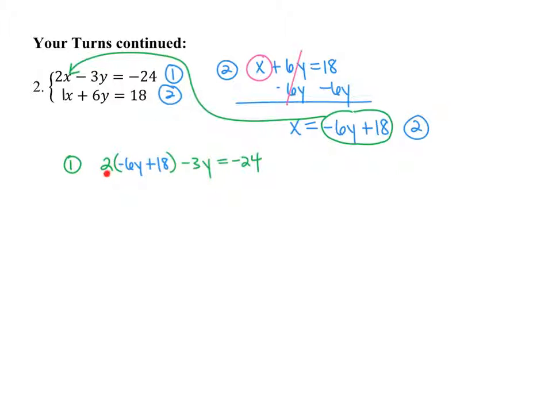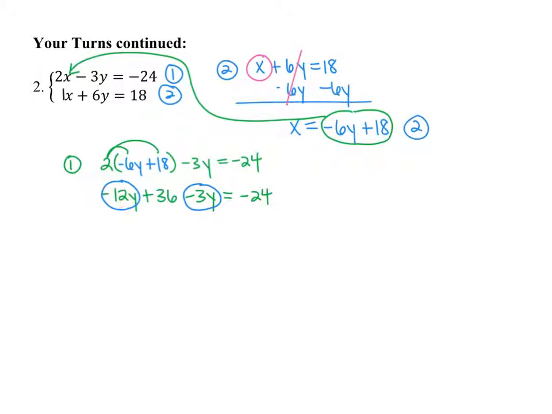Don't forget to distribute because it's 2 times x, and x is now 2 terms. So we have to double both of those terms. So 2 times -6y is -12y, and 2 times 18 is +36, and then we still have that -3y on the outside is equal to -24. Now we do have two like terms on the same side. We've got this -12y and a -3y, so be careful. Make sure you're looking at the sign of the term.